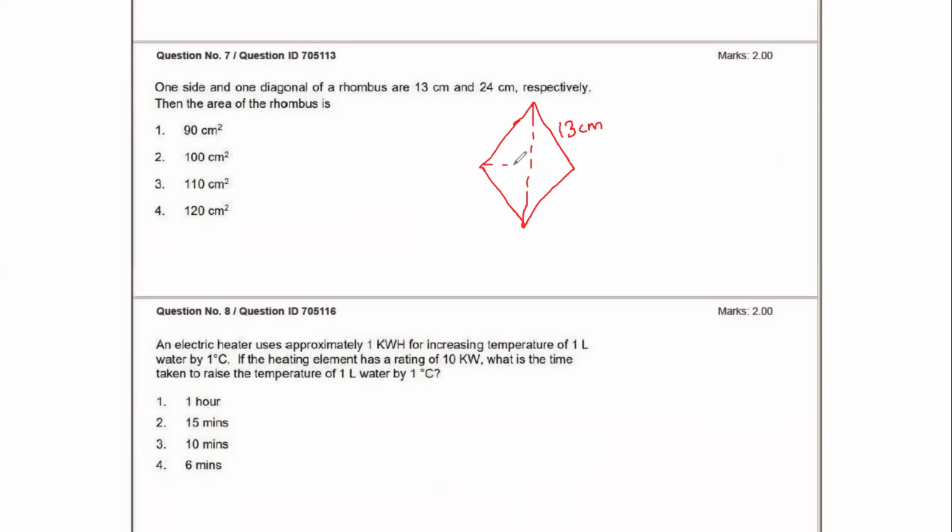Now, if you know the properties of a rhombus, then the diagonals bisect each other. Hence, if this is 24, this is 12 and 12. And also, if you know the properties of the rhombus, then the diagonals are perpendicular bisectors, which makes this 5 and 5. Therefore, the area is not diagonal 1 into diagonal 2. It should be half diagonal 1 into diagonal 2. So it'll be half into 24 into 10. So that is 120. Easy.